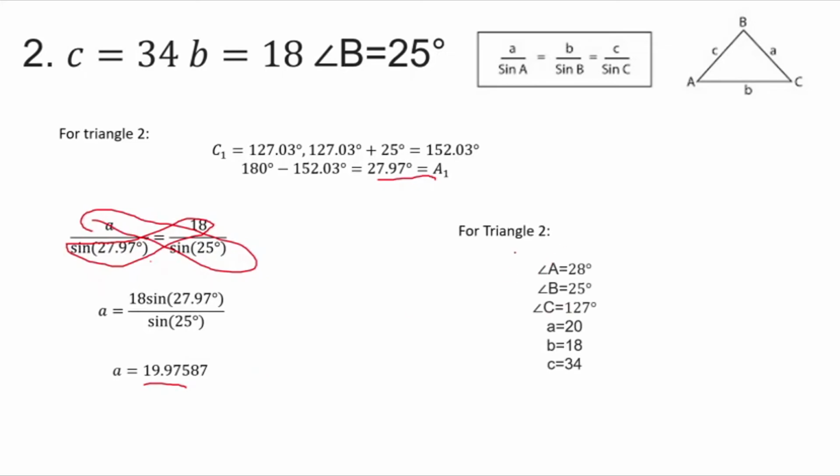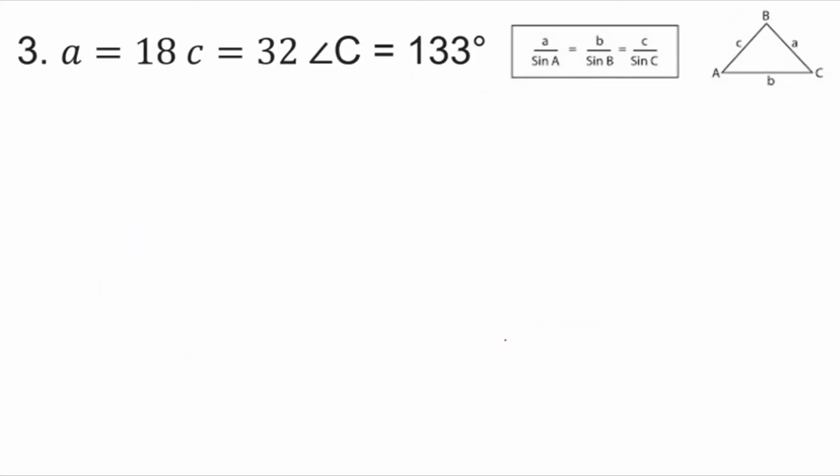For triangle 2, we have angle A, which is 28. Just write it up here. Angle B, which was given. Angle C, which we found. That's how we got this second. There's two triangles that exist. Side A is 20. Side B is 18, which was given, as well as side C, which is 34.